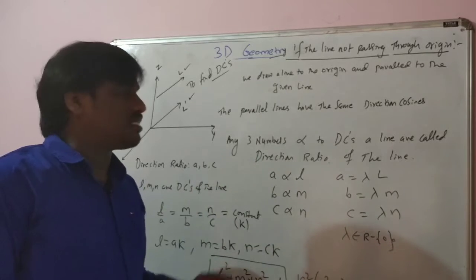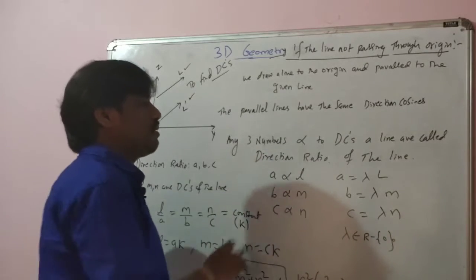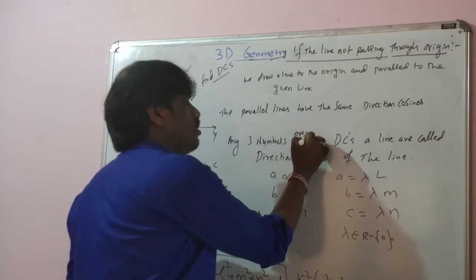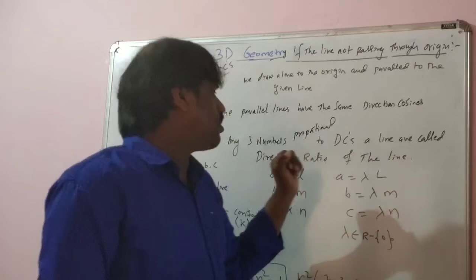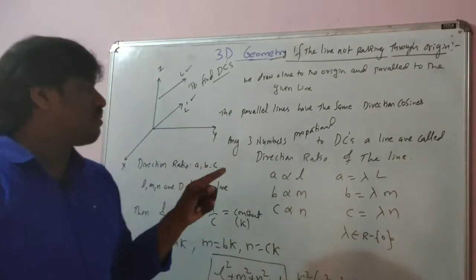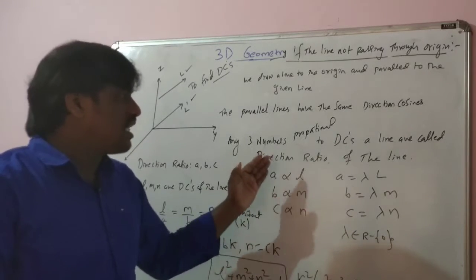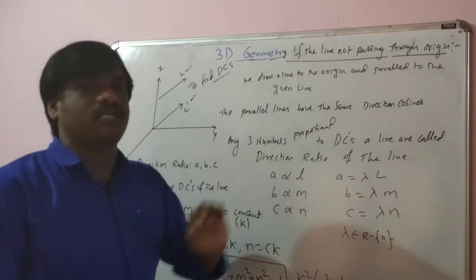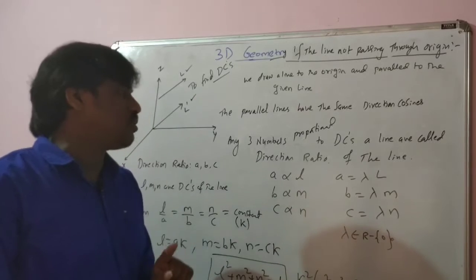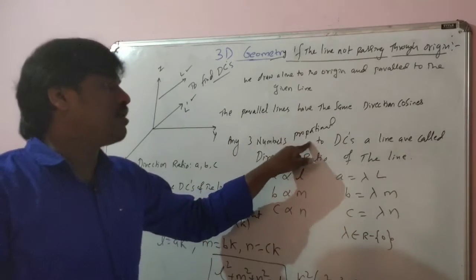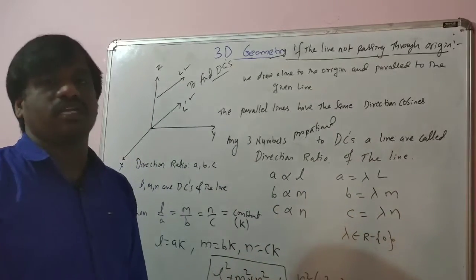Let us take any three numbers A, B, C, which are proportional to the direction cosines L, M, N. Any three numbers you can take, they will be proportional to the direction cosines. So A is proportional to L, B is proportional to M, C is proportional to N. Any three numbers proportional to the direction cosines of a line are called direction ratios.